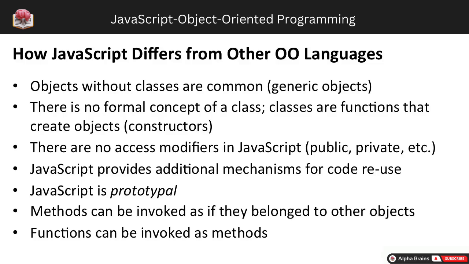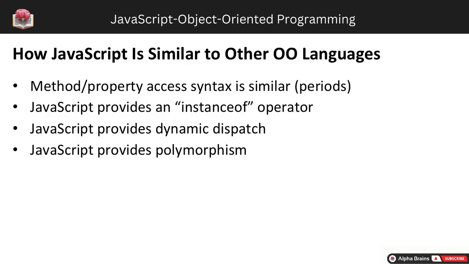Now let's look at how JavaScript is similar to other object-oriented languages. Method and property access in JavaScript is mostly the same as most modern object-oriented programming languages. You just use a period to access the property or a method. JavaScript also provides an instanceof operator, which is a common operator in other object-oriented languages.